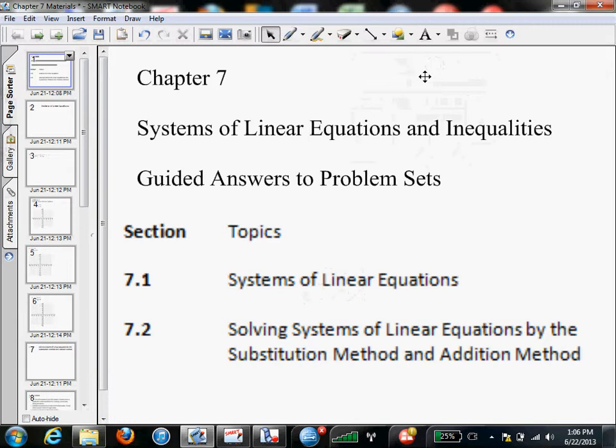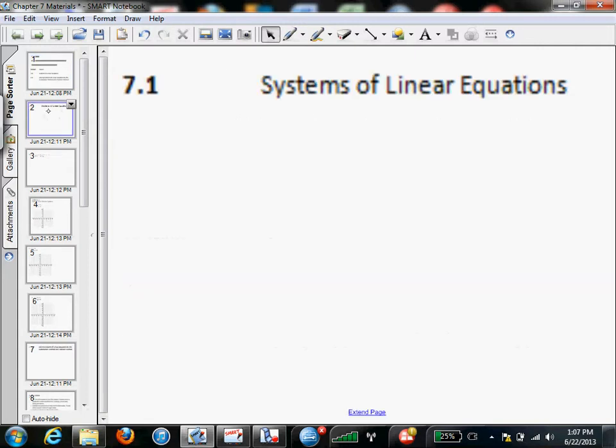This is Chapter 7 of your course of study, Systems of Linear Equations and Inequalities. These will be guided answers to problem sets. Those include the sections of 7.1 and 7.2, so let's get started.